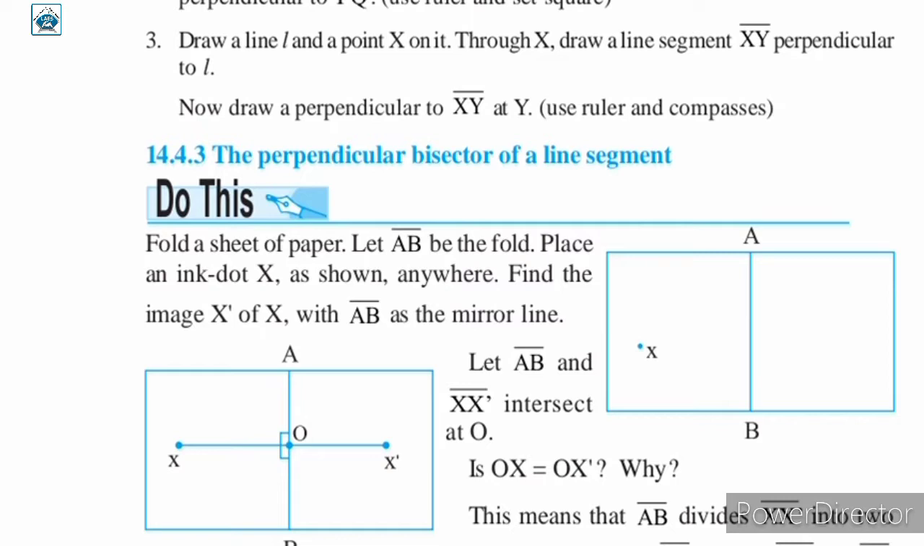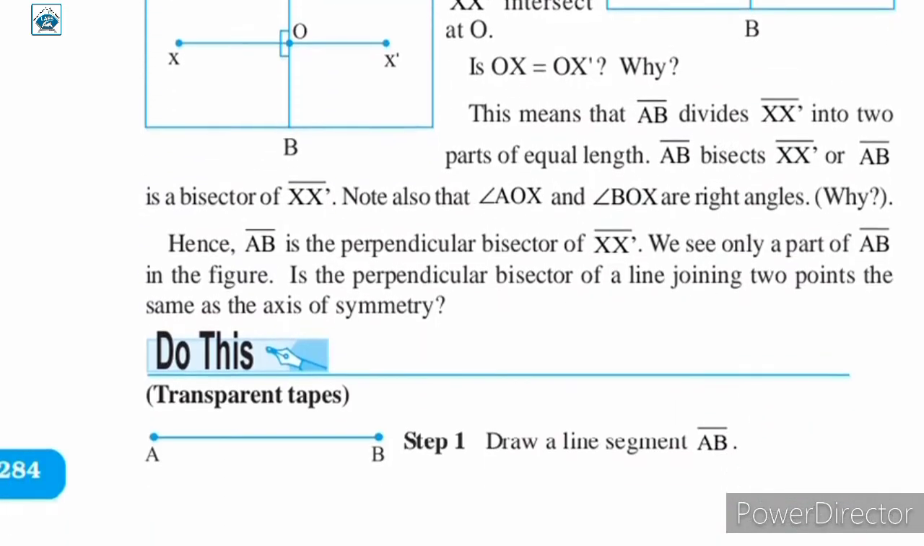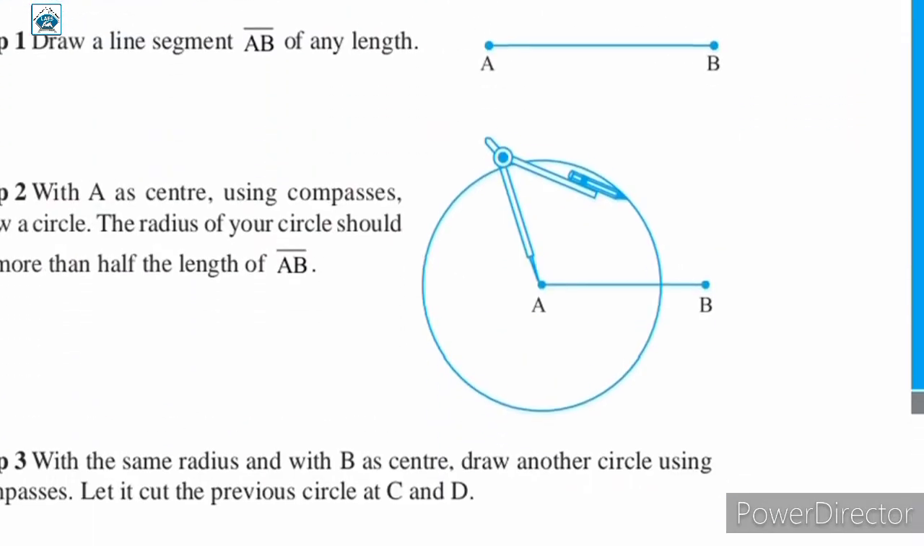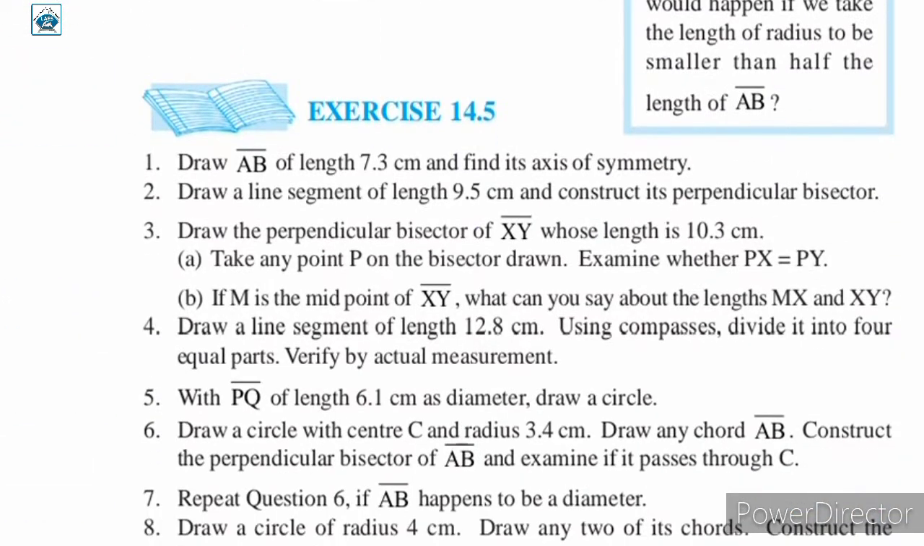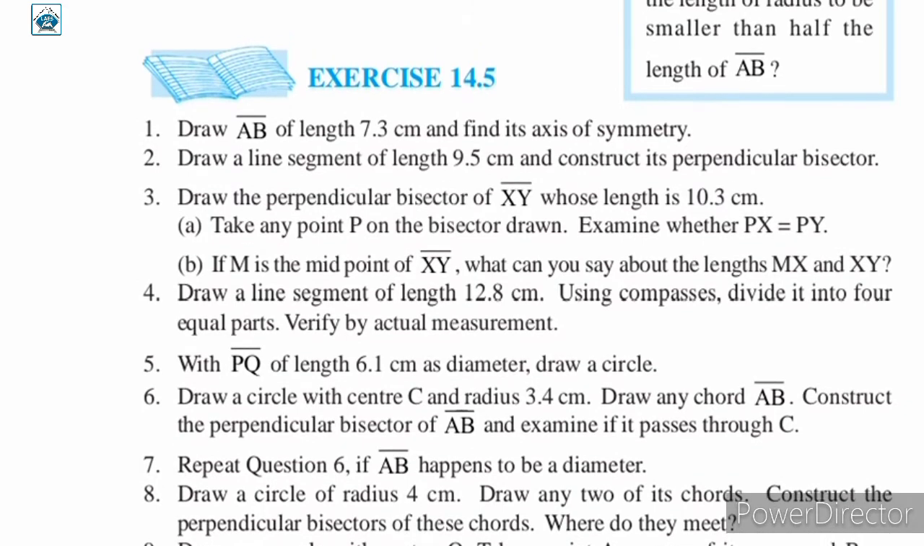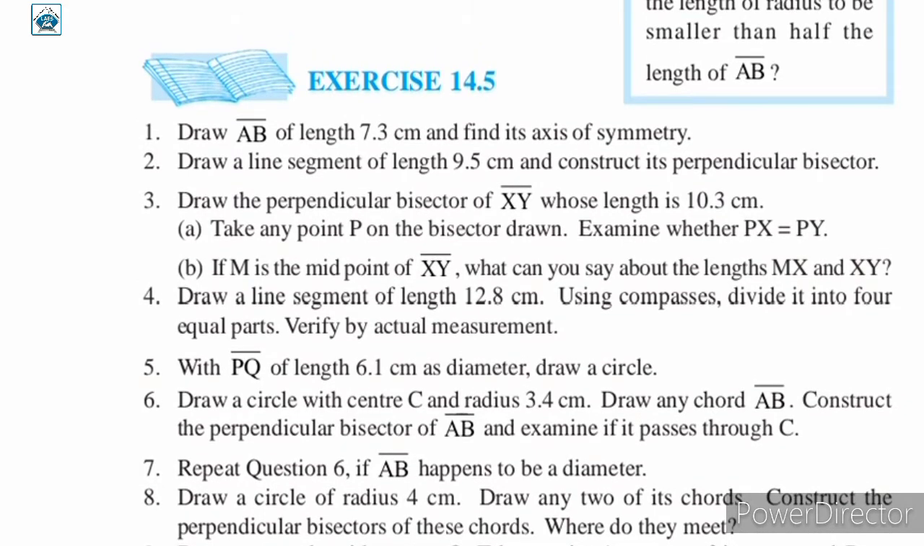In the previous class, we discussed how to construct the perpendicular bisector of a line segment. We also began exercise 14.5. Let us now continue exercise 14.5.